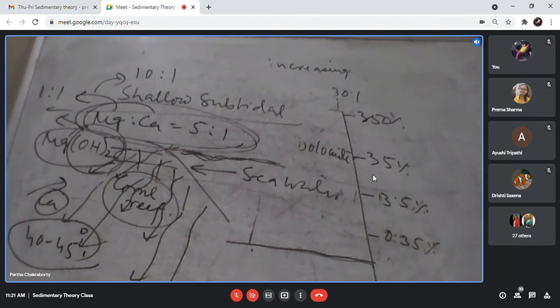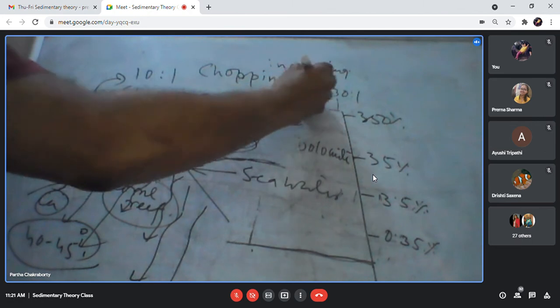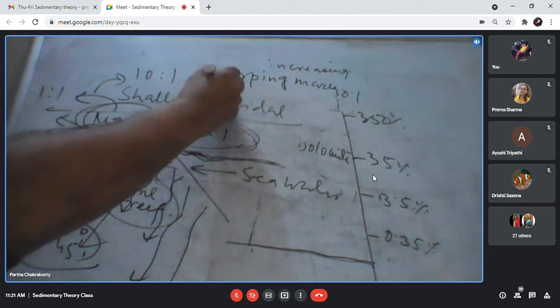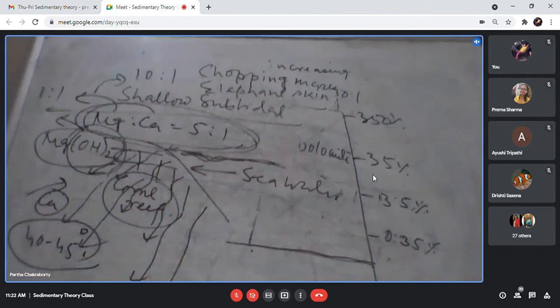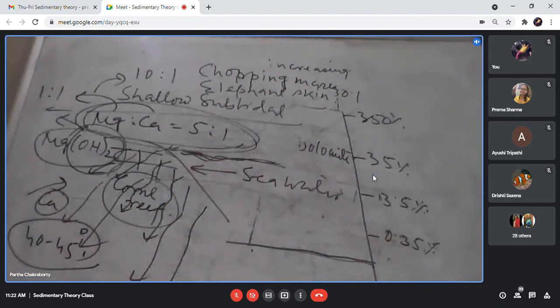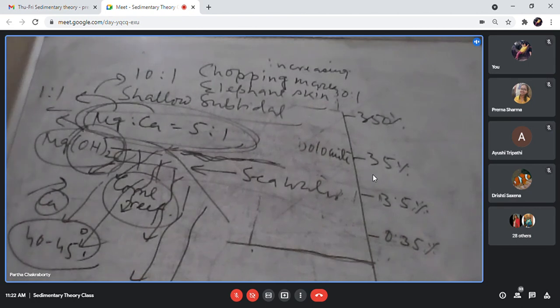That is called chopping mark. Chopping mark. Some people also say elephant skin structure. It is something like, I do not know how many of you are non-veg, those who are non-veg, if they go to the mutton shop, the way that person chops the mutton, something like that, the rock is chopped. And we see that the skin of the elephant has big chopping marks. Like that, we get that kind of mark on the surface of a dolomite.